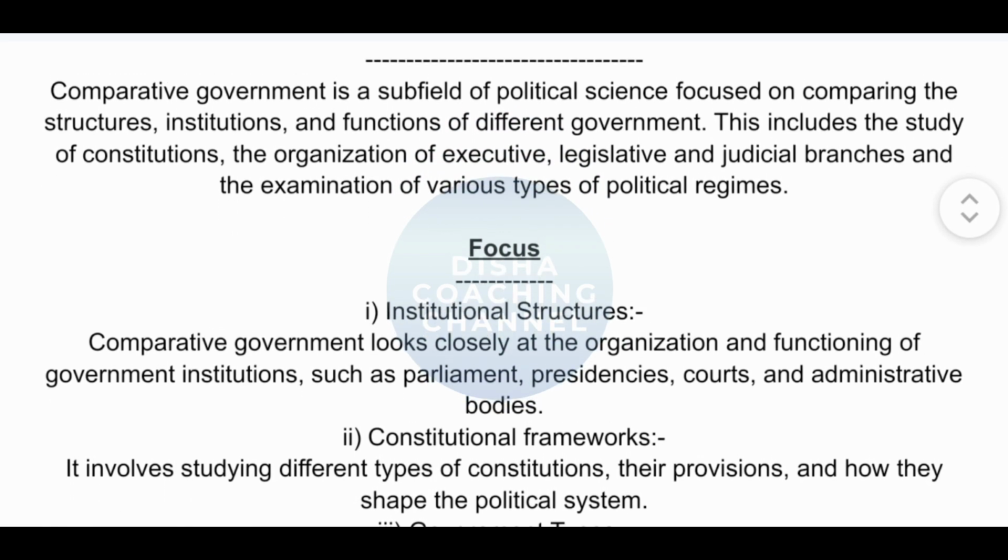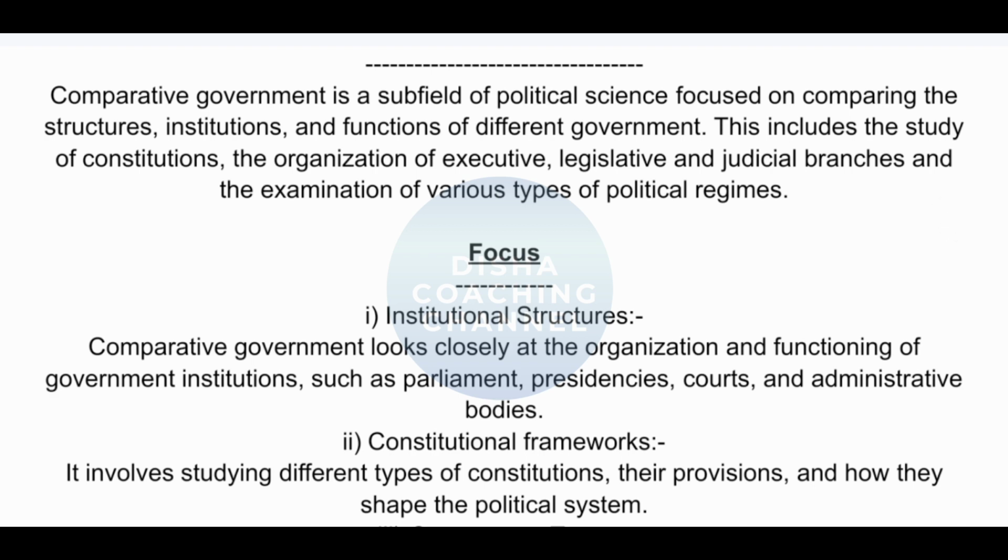Focus. Number 1. Institutional structures. Comparative government looks closely at the organization and functioning of government institutions such as parliaments, presidencies, courts, and administrative bodies. Number 2. Constitutional framework. It involves studying different types of constitutions, their provisions, and how they shape the political system.